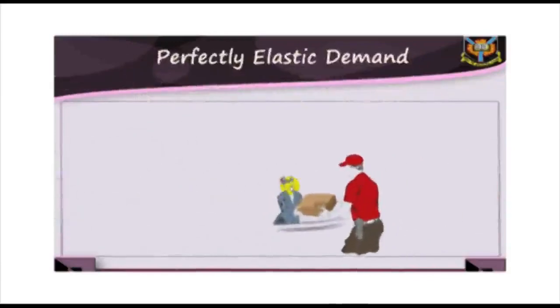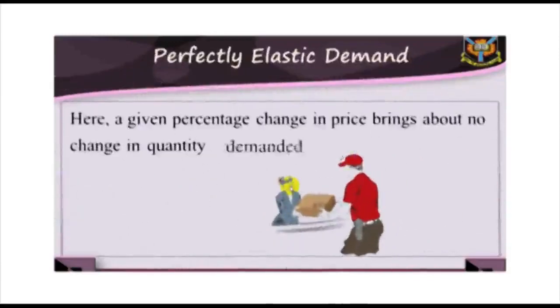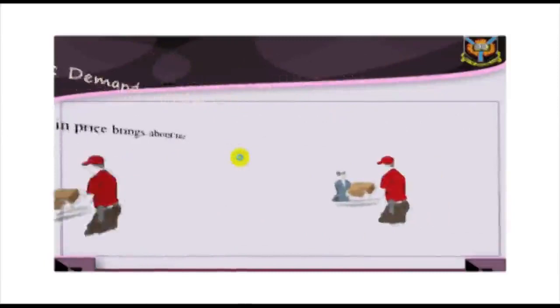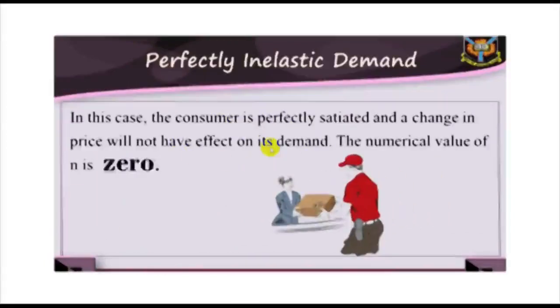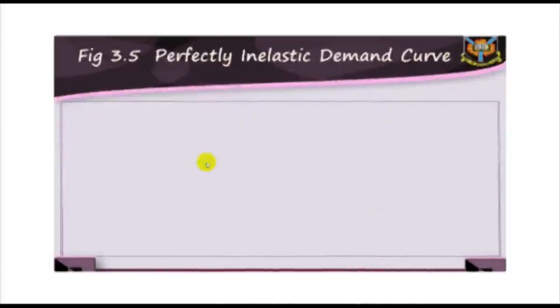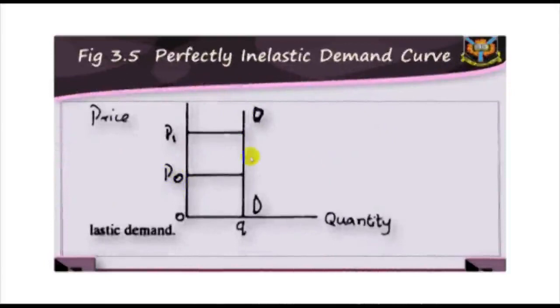Perfectly inelastic demand. Here, a given percentage change in price brings about no change in quantity demanded. In this case, the consumer is perfectly satiated and a change in price will not affect his demand. The numerical value of N is 0. How will you derive the elasticity of demand for bread in the table below?